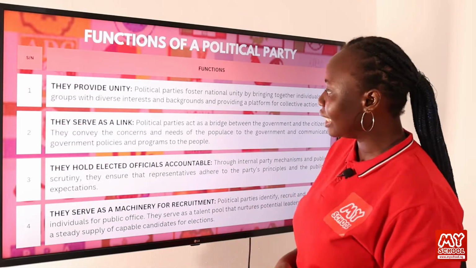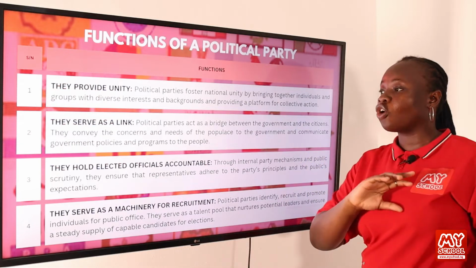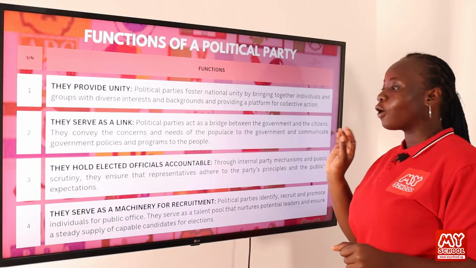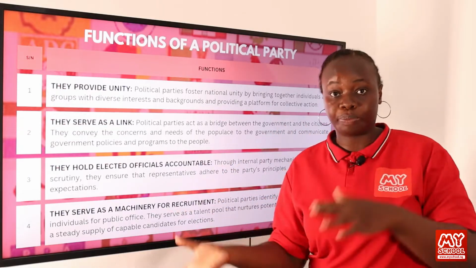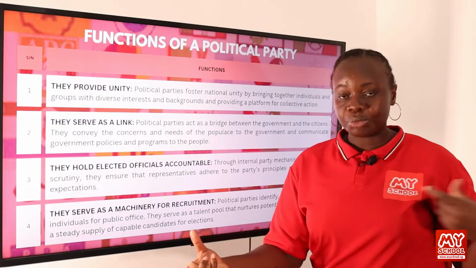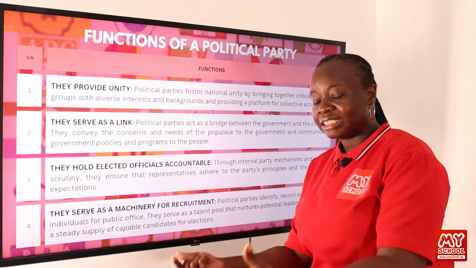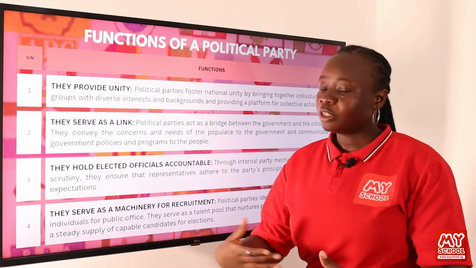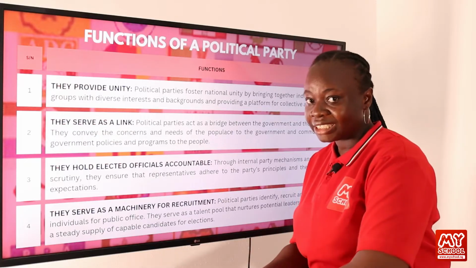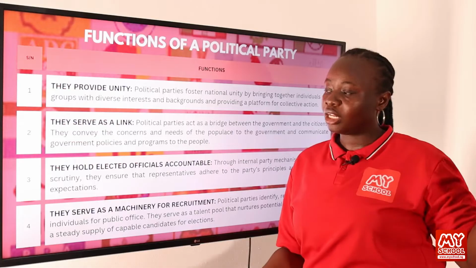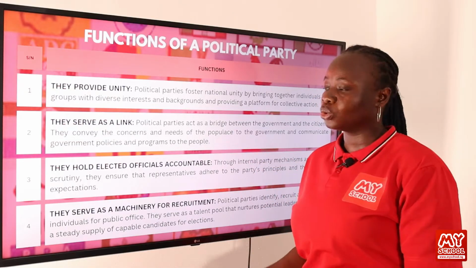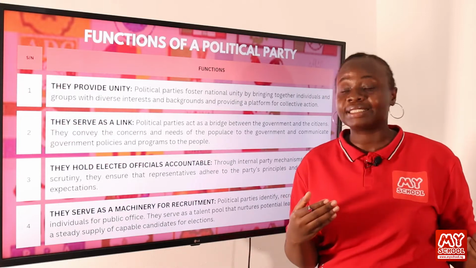They also serve as a link. Political parties act as a bridge between the government and the citizens. They convey the concerns and needs of the populace to the government and communicate government policies and programs to the people. Whenever there is a problem at the grassroots level, the people can communicate to those different branches at the local level, and then it gets higher up the hierarchy to the national level, so that those in power can actually listen to the voice of those at the grassroots. So they help to serve as a link between the citizens and the government.